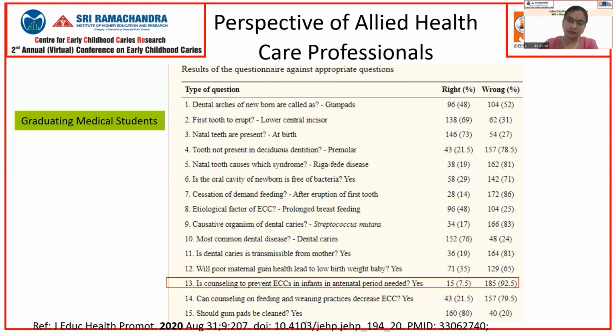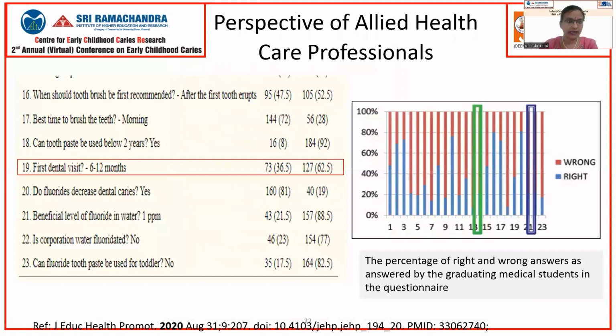Coming to the graduating medical student perspective, when the question was asked whether the counseling is required to prevent the early childhood caries, 92% of the medical students said that it is not required. And 62% of the medical students were unaware about the first dental visit. Now let us move on.